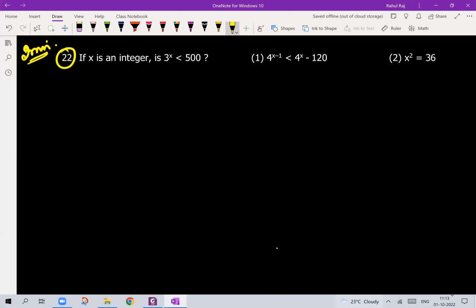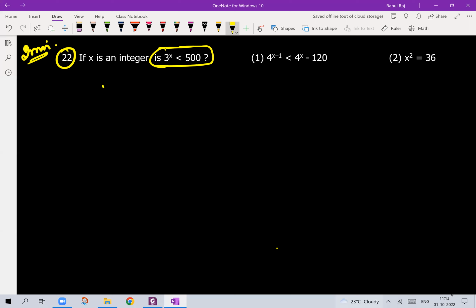Sir, option 1 and 2, they are not sufficient individually, but if we combine them and put the value of x as 6 in the equation, then we'll get the answer as 3 to the power x is smaller than 500. Absolutely. First of all, the question is, is 3 to the power x less than 500? When is this condition possible?